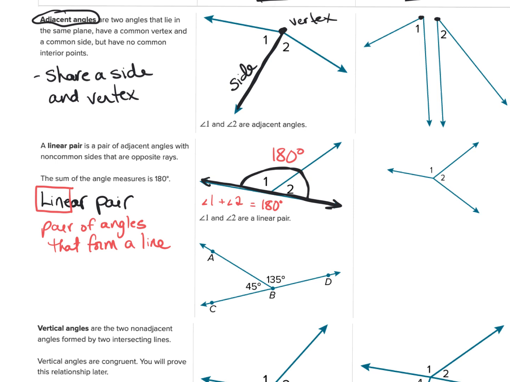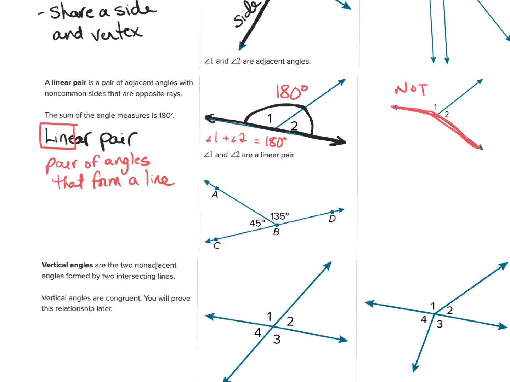Okay, and you can tell by our non-example does not form a line. It actually forms another angle. So this is not a linear pair. My linear pair is always a straight line. And here's another example of a linear pair. Here we can see that angle ABC is 45 degrees. And if I add that to angle ABD, 135 plus 45 does give me 180 degrees.